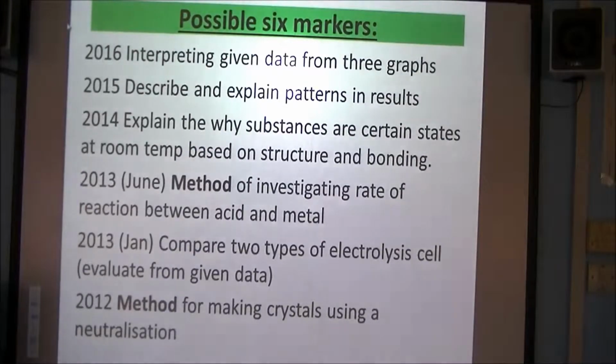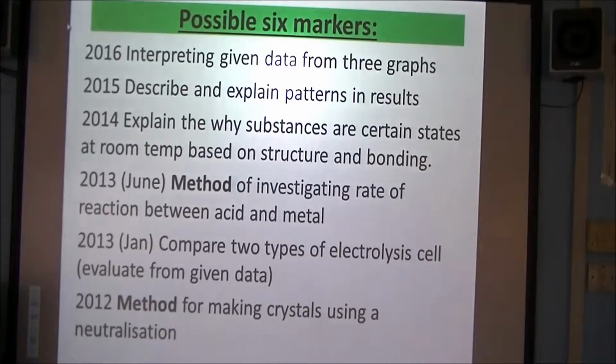Do we end up in a situation where there's an anomaly? Is there a change in pattern partway through? And possibly having to use some science to explain those patterns. Those questions should be quite straightforward. You simply use your skills, you do exactly what you're told, and you quote some of the data that they've given you. Before 2015, the questions did rely on your knowledge.